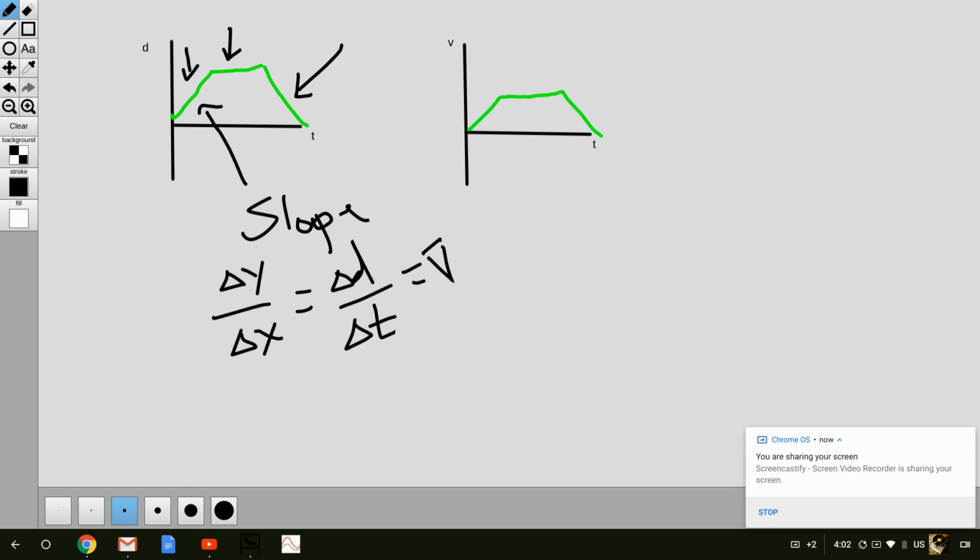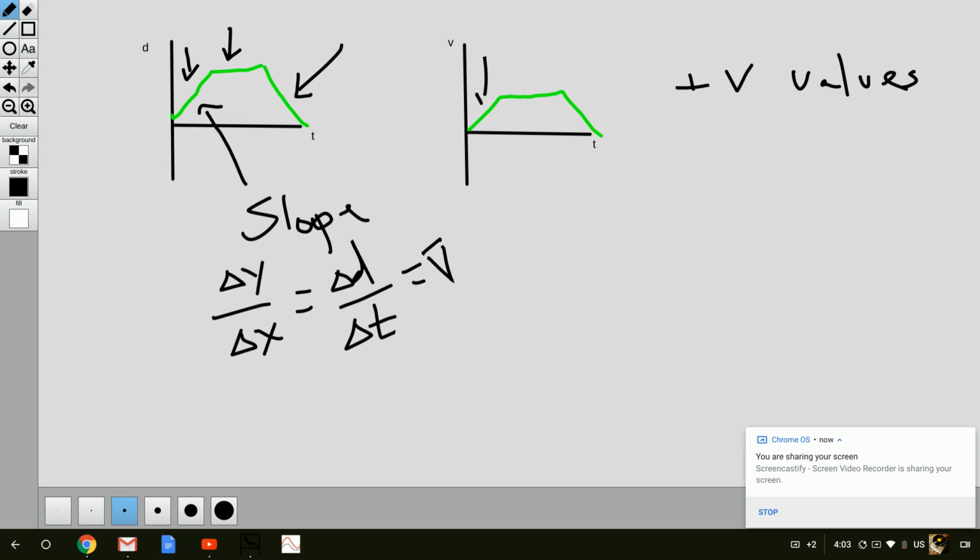If we take a look at a V versus T graph in a similar way, now in this one, we're moving away from the detector the entire time. We're moving away from the origin the entire time. The reason we know that is we have positive velocity values the entire time, right? We're never at rest here.